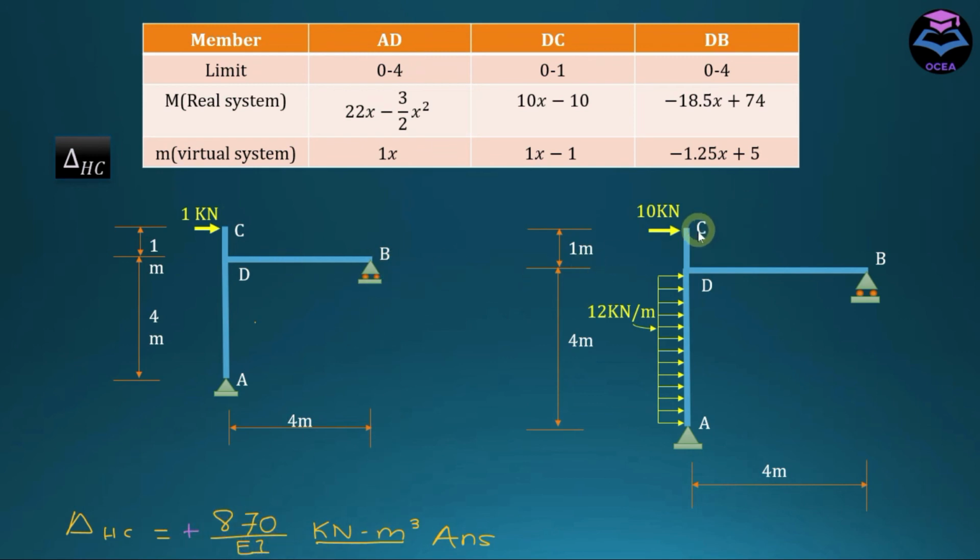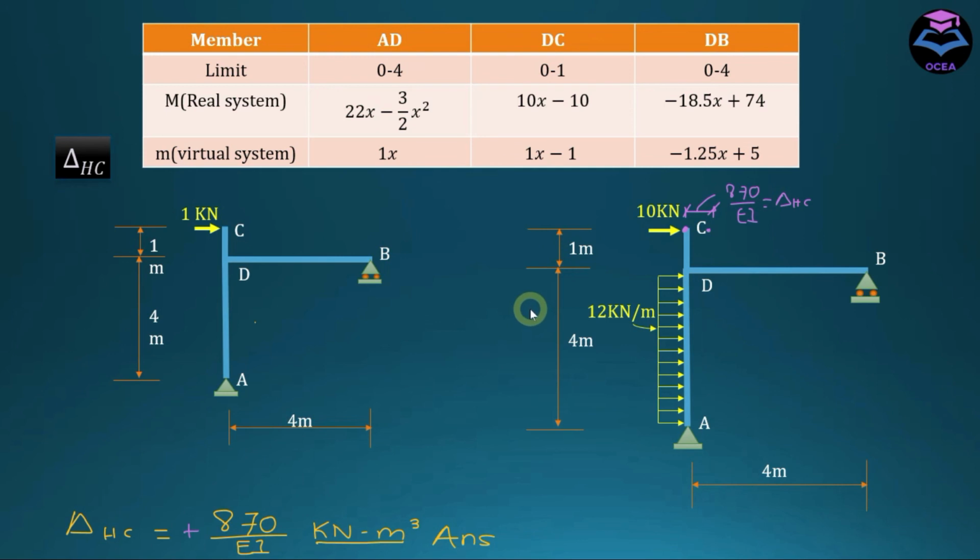So this deflection is going to be in the direction of this unit load. We applied unit load towards the right. So this deflection with respect to point C will be towards the right. So this is equal to 870 over EI.